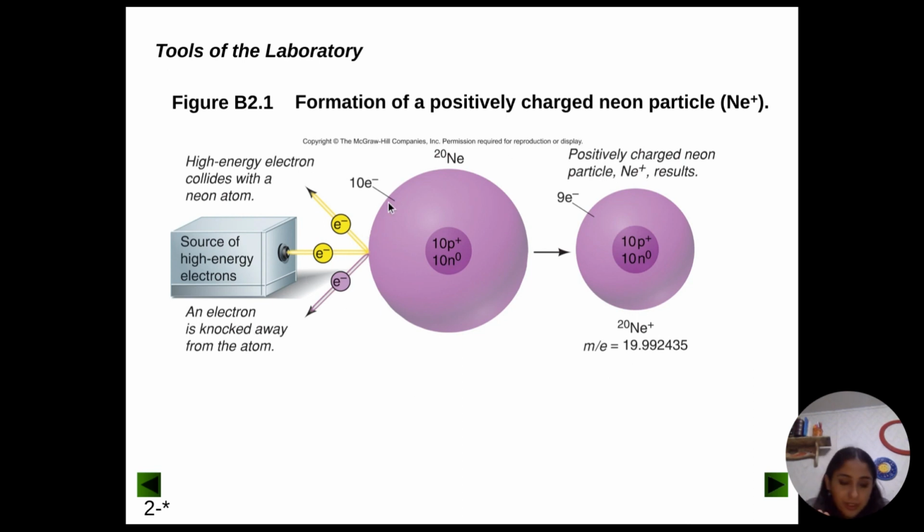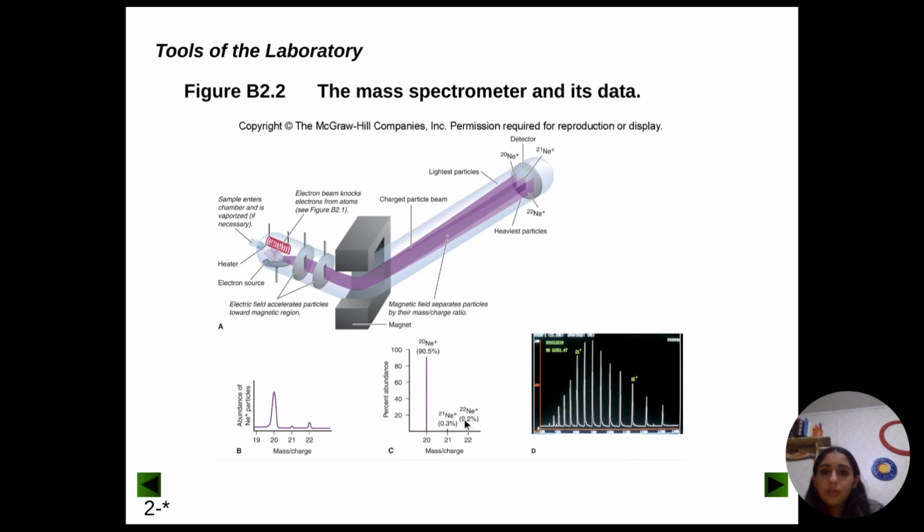So we lose a negative charge, leading to an overall positive charge, because as you can see, we have lost an electron through another high energy electron colliding with it, leading us to have a positive charge. And this is a positive isotope because there are more protons than electrons.